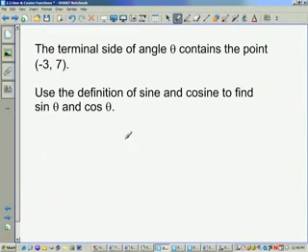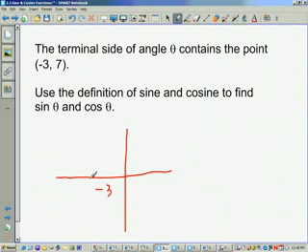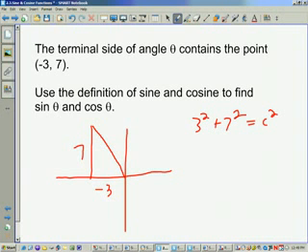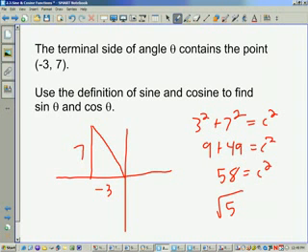Now we want to find the terminal side of theta that passes through the point (-3, 7). So that means I go 3 to the left, 7 up. Now we got to find our hypotenuse. 3 squared plus 7 squared equals c squared. 9 plus 49 is 58. Take the square root of 58. So we'll just leave square root of 58.